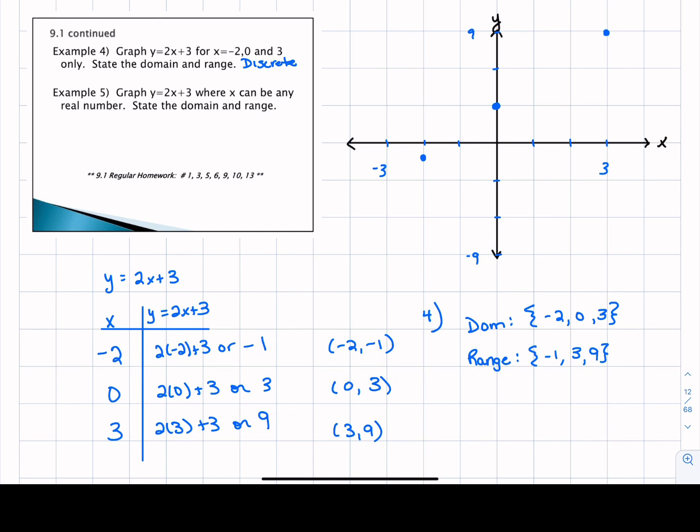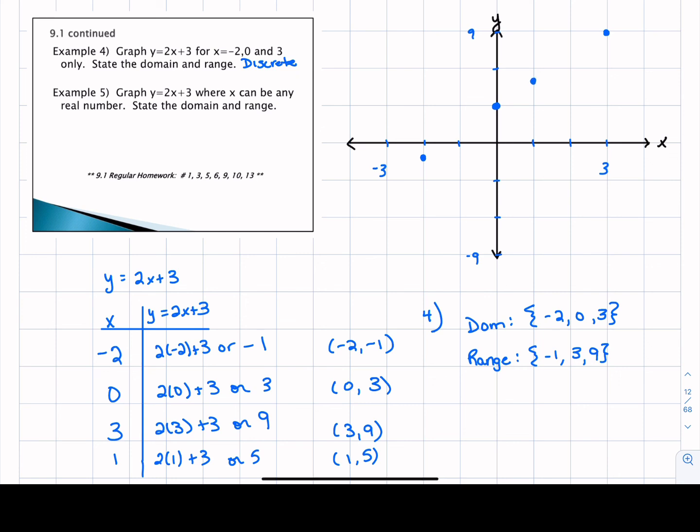So let's say maybe x is equal to 1. And I know my table's out of order right now, but that's okay. We're just finding another point. So if we have 2 times 1 plus 3, 2 plus 3 is going to give us 5. So we have another ordered pair of (1, 5). If I draw that one more ordered pair in here, this is about where it sits.